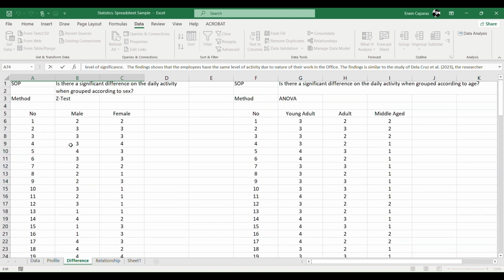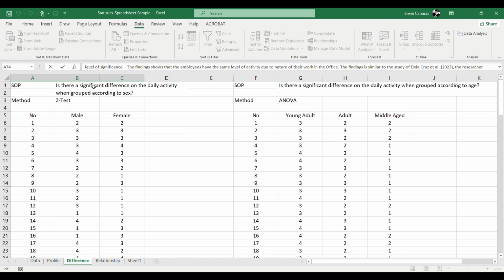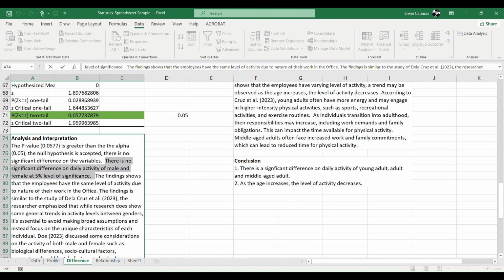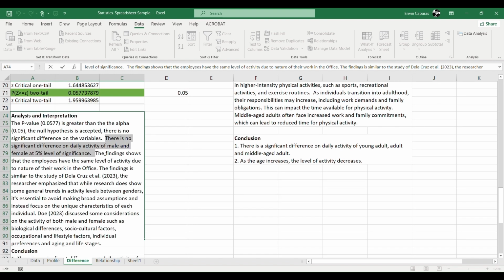significance. Kung babalikan natin ang ating problem, ang tanong niya, is there a significant difference on the daily activity when grouped according to sex? So it is a comparison between male and female. And because of the p-value, okay, that is greater than the alpha, we can now make an interpretation that there is no significant difference on the daily activity of male and female at 5% level of significance. Saan ang galing yung 5%? Yun yung 0.05 na kinompare natin kanina. Okay? And then we make an interpretation.